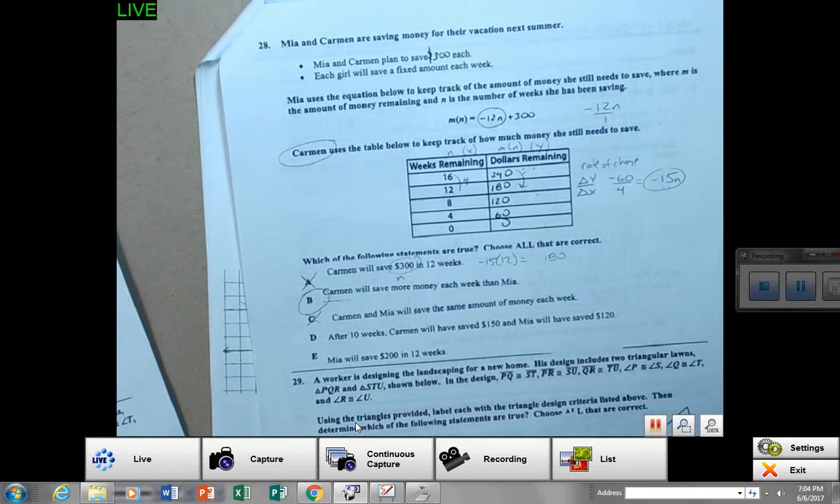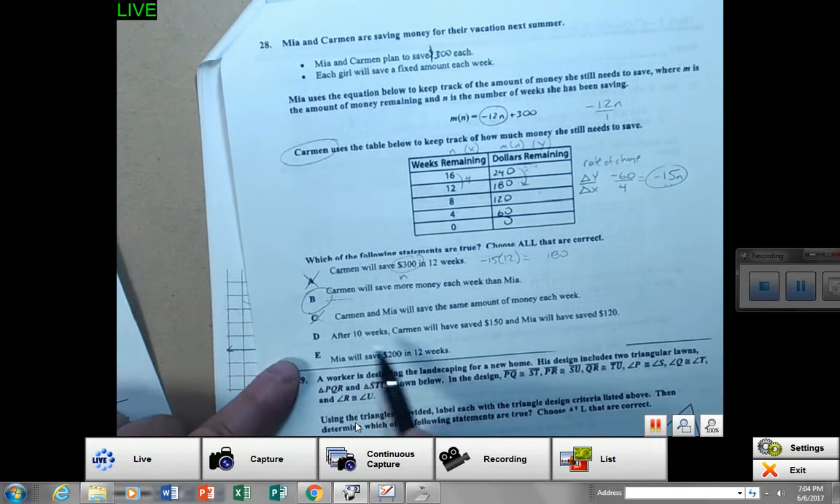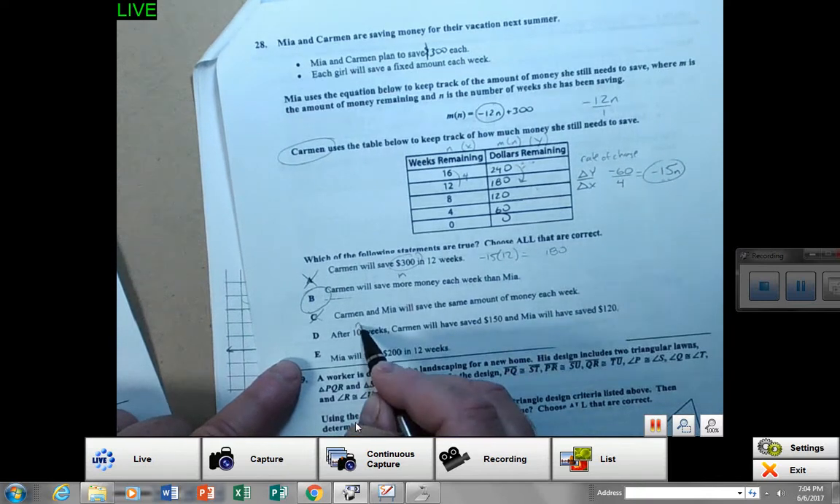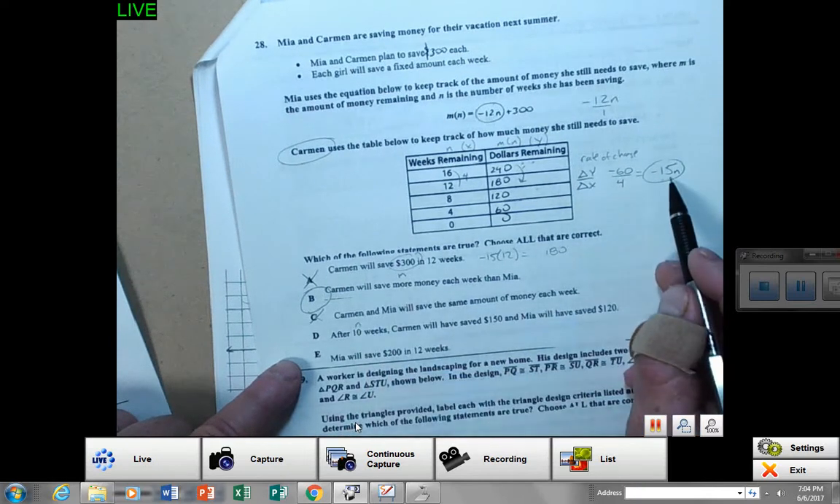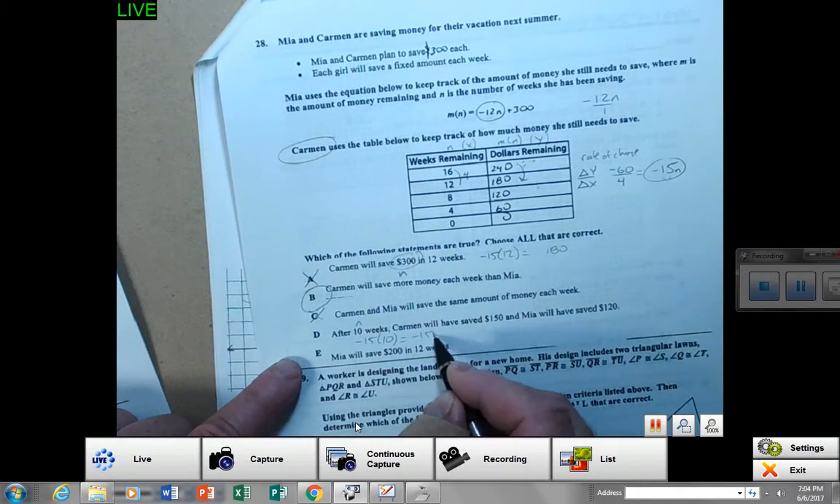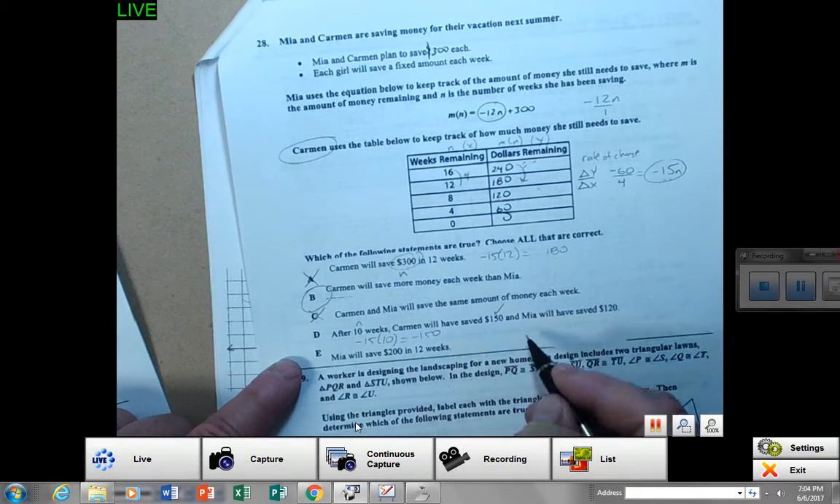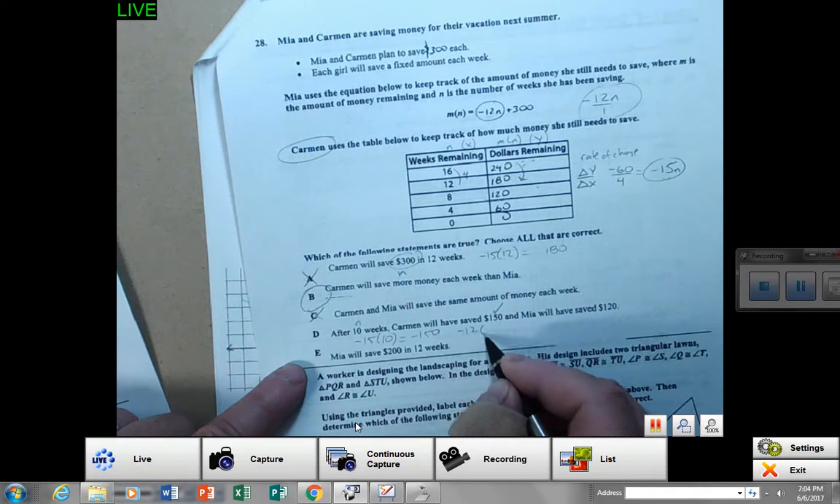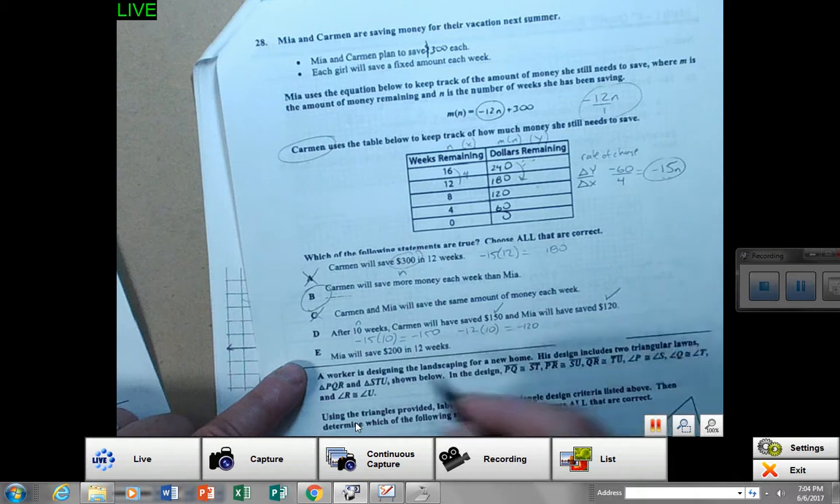All right, next. After 10 weeks, Carmen will save 150. So if I take 10 as N and plug that in right here, negative 15 times 10 shows me she'll be saving 150. Check. If I look at Mia, her rate of change, and take that and plug in 10 right there, I get 120. So that one works as well.